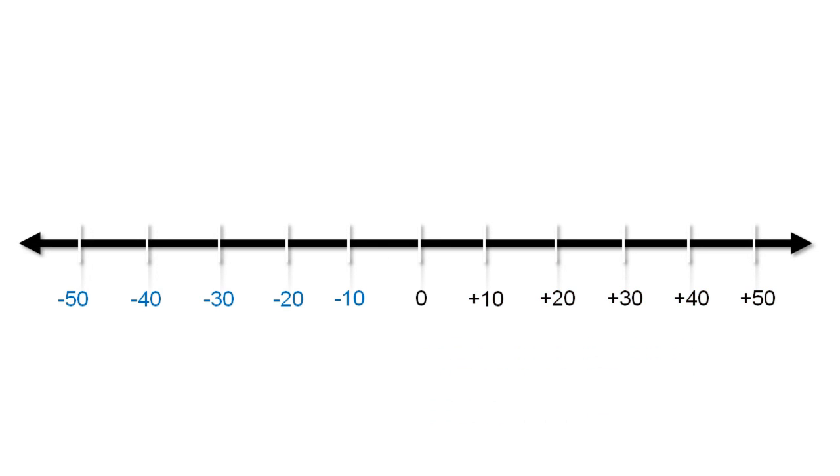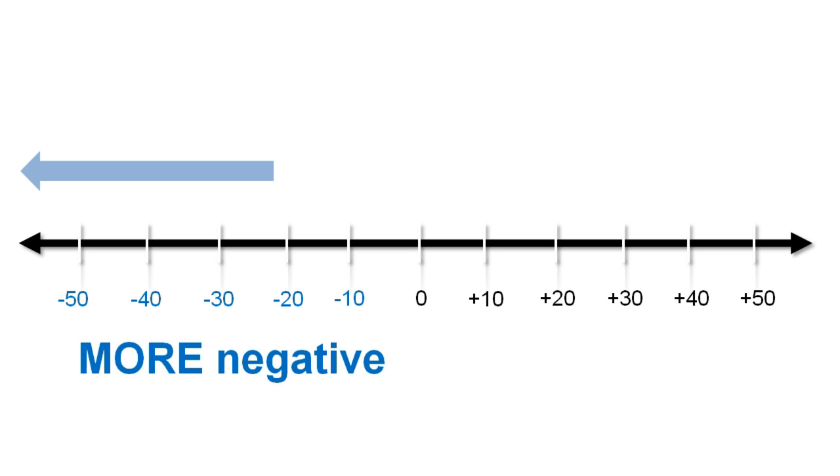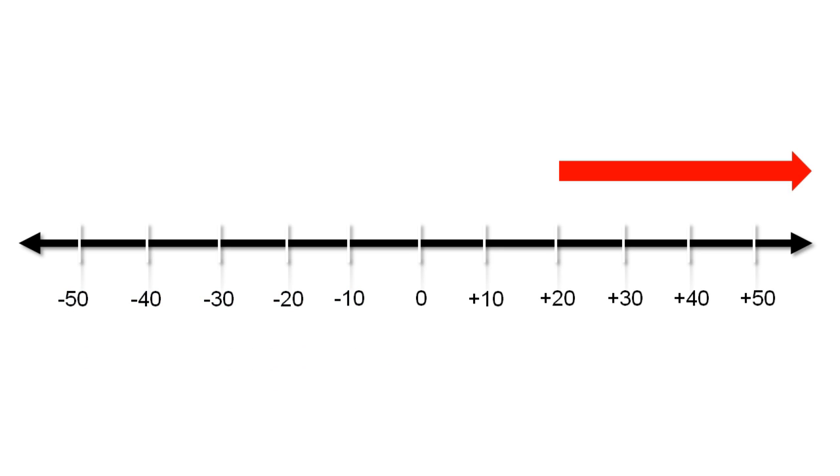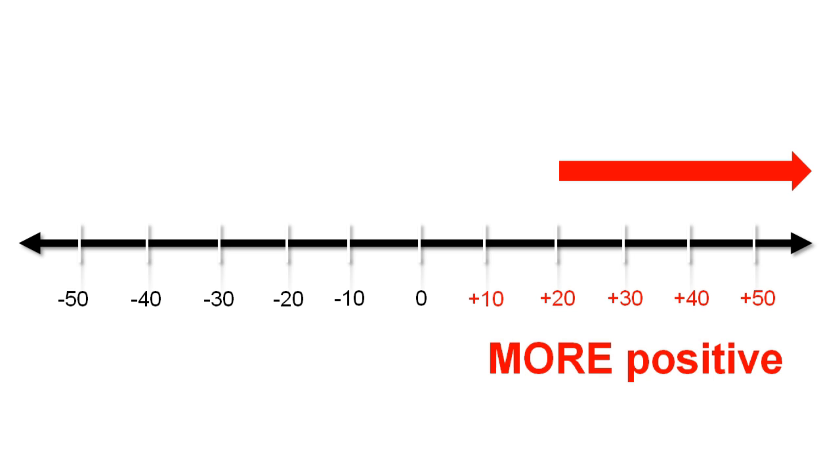If we move to the left on the number line once we are below zero, the numbers get more negative. If we move to the right on the number line, once we are above zero, the numbers get more positive. All positive numbers are greater than all negative numbers.